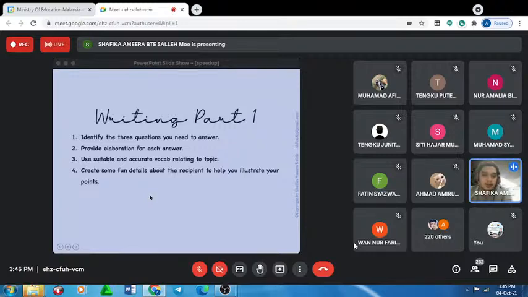And then you have to think of the elaboration as well, because only a direct answer wouldn't be enough for you to get a good mark for CA and also for organisation lah. You need to think of that as well.